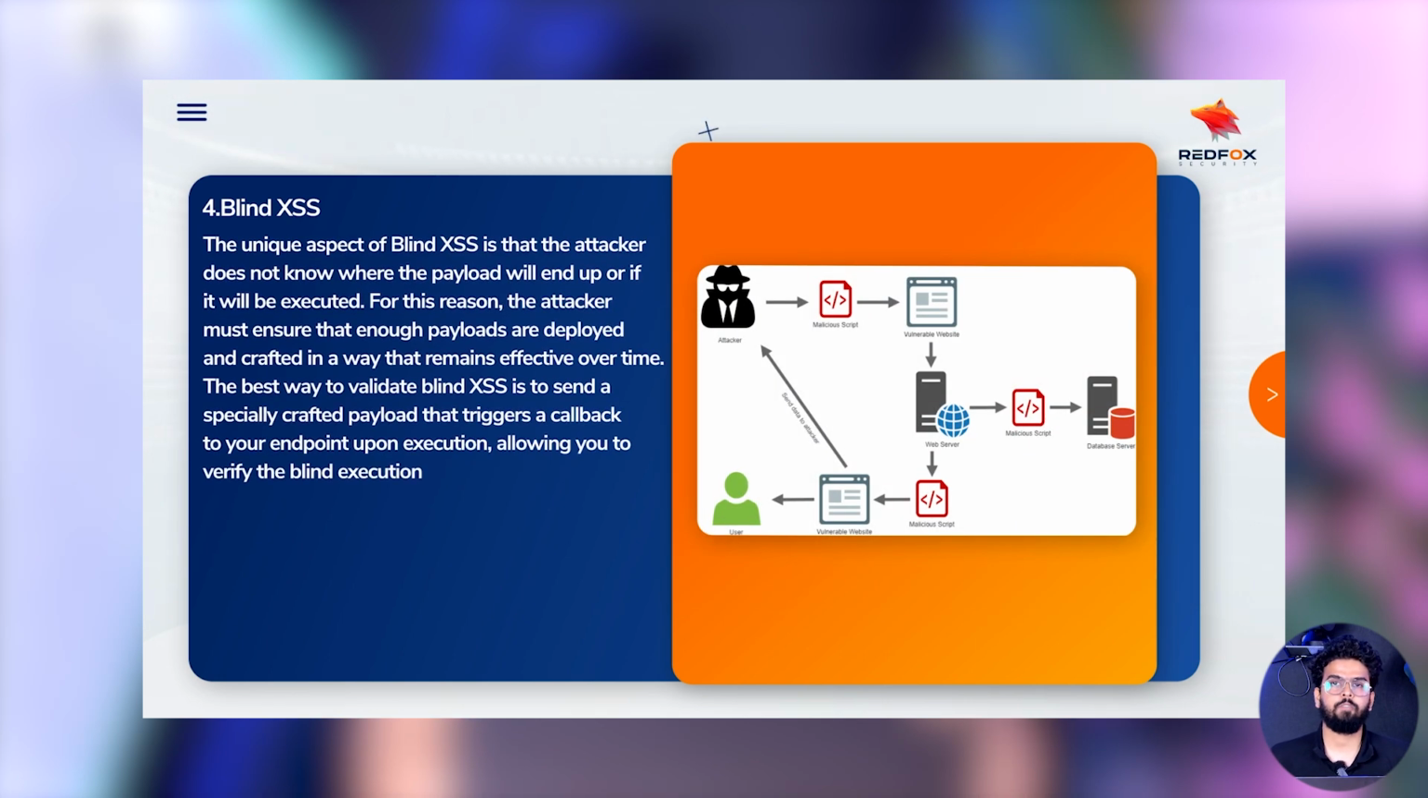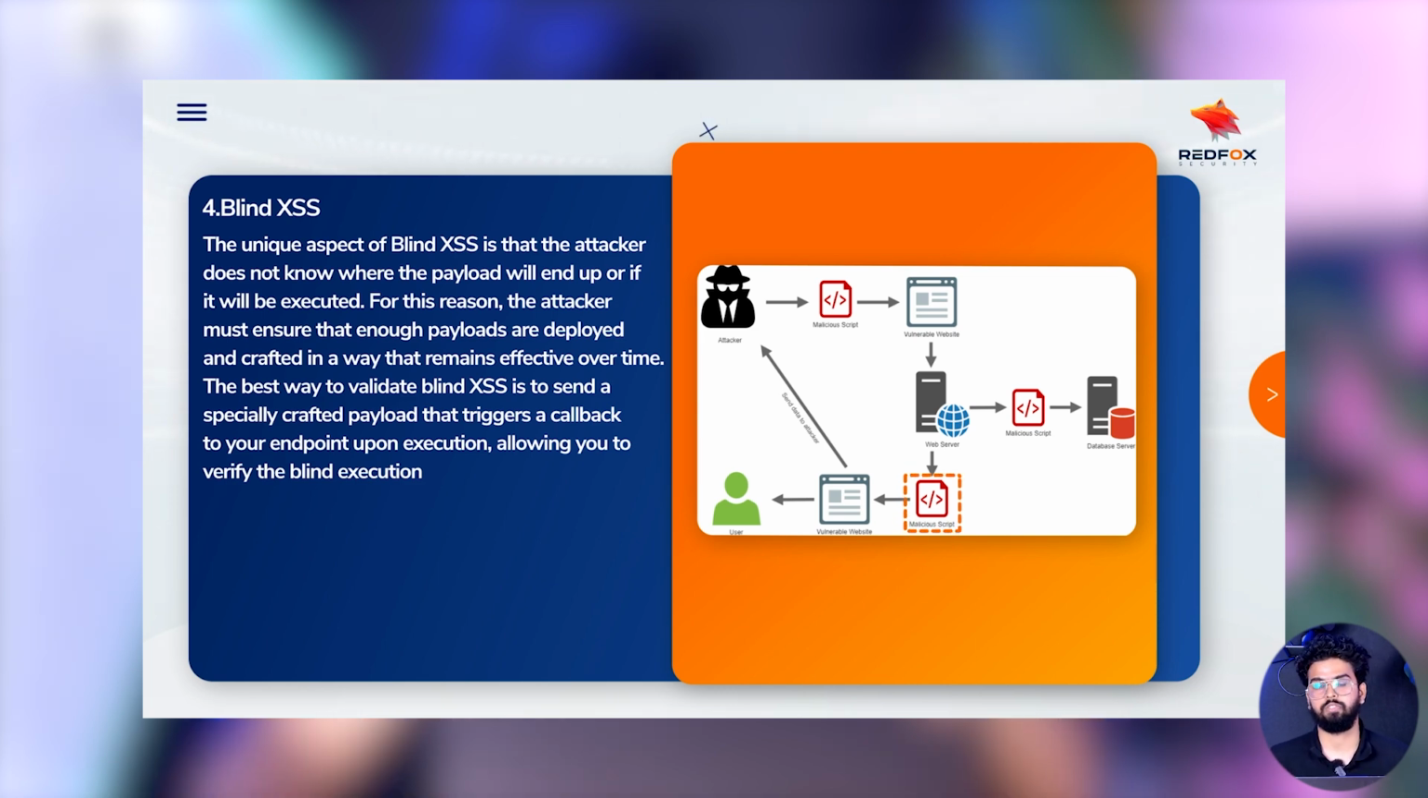The unique aspect of blind XSS is that the attacker does not know where the payload will end up or if it will be executed. For this reason, the attacker must ensure that enough payloads are deployed and crafted in a way that remains effective over time. The best way to validate blind XSS is to send a specially crafted payload that triggers a callback to your endpoint upon execution, allowing you to verify the blind execution.